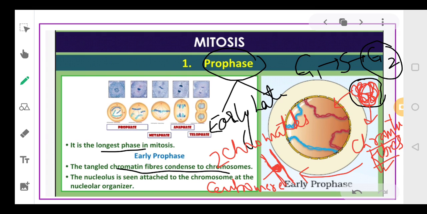Okay. I hope I am clear, everyone. So in the early prophase, there are thread-like structures. Those thread-like structures are chromatin fibers. Now these chromatin fibers will condense to form the chromosomes, and one chromosome is comprised of two parts, that is two chromatids, which are joined with each other by a centromere. Okay? Clear?